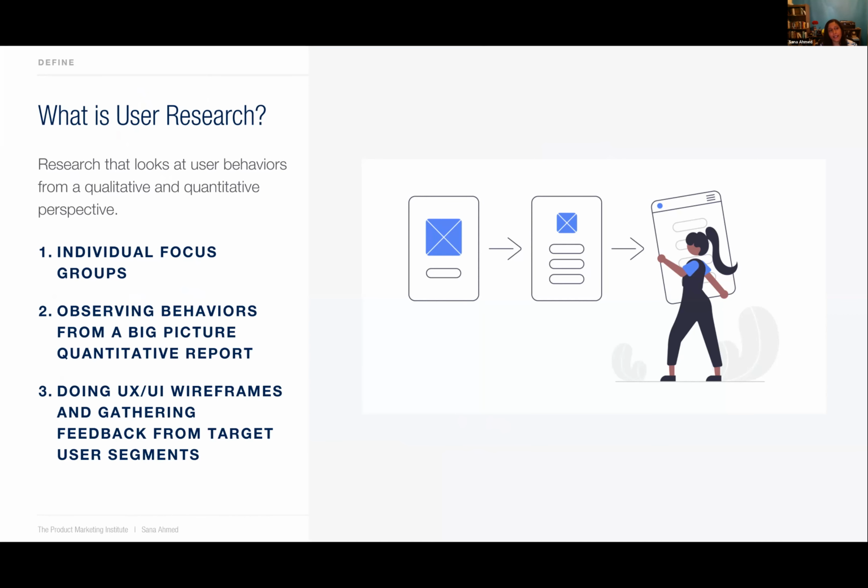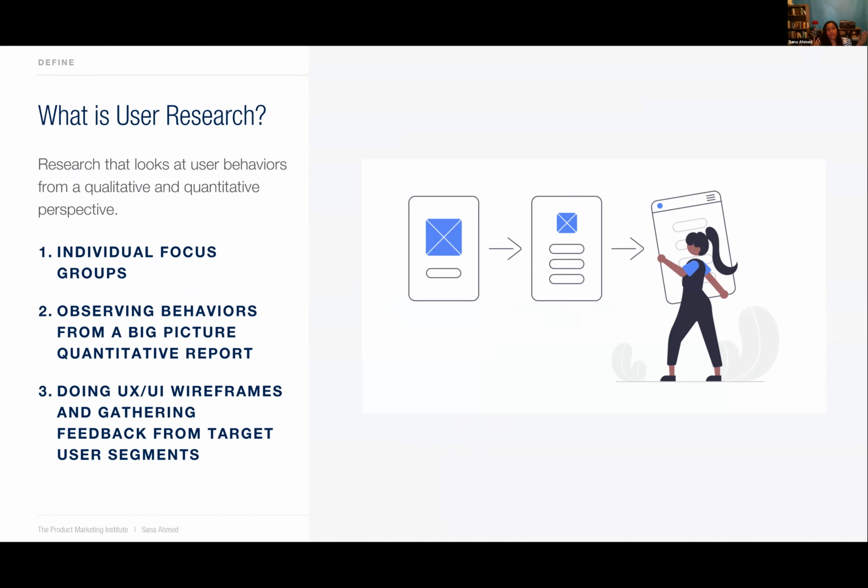The second thing that I want to define with you is, what is user research? So research around the user specifically looks at user behaviors from both the qualitative and quantitative perspective. I like to think of it as the yin and the yang. So you can't have quantitative data without the empathetic qualitative data, which goes into more detail of what it is that individual users are thinking.